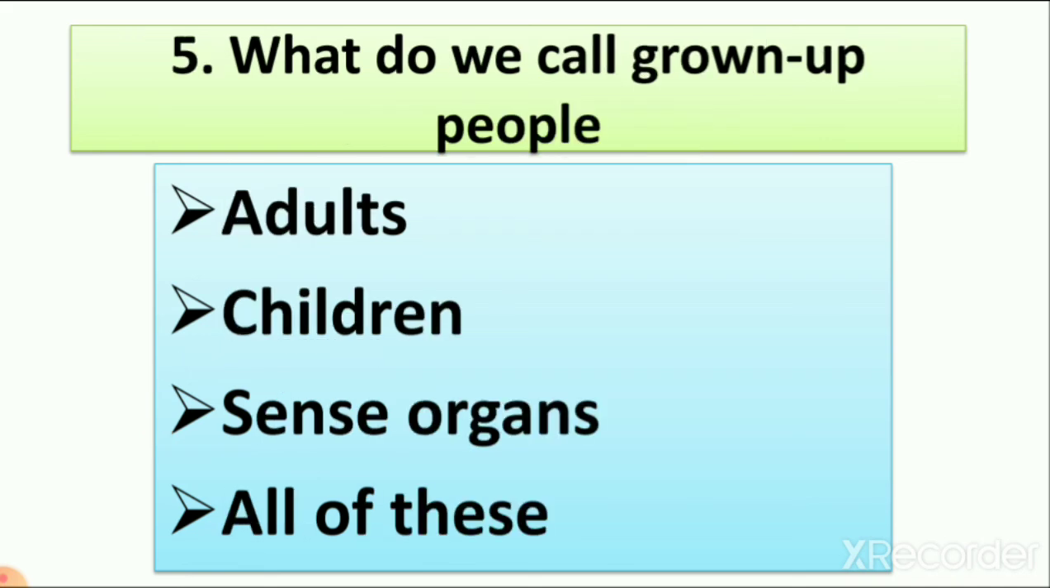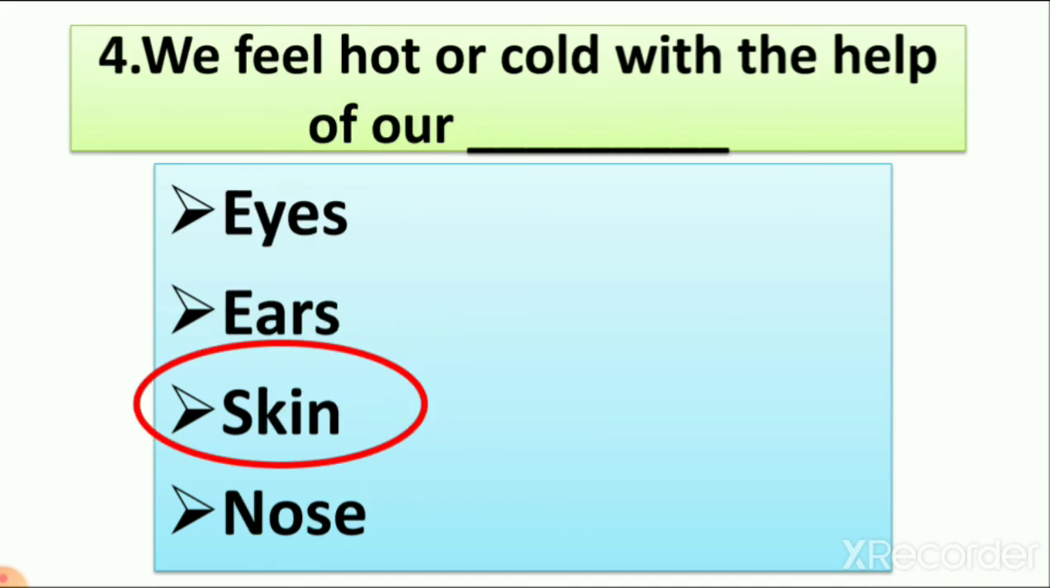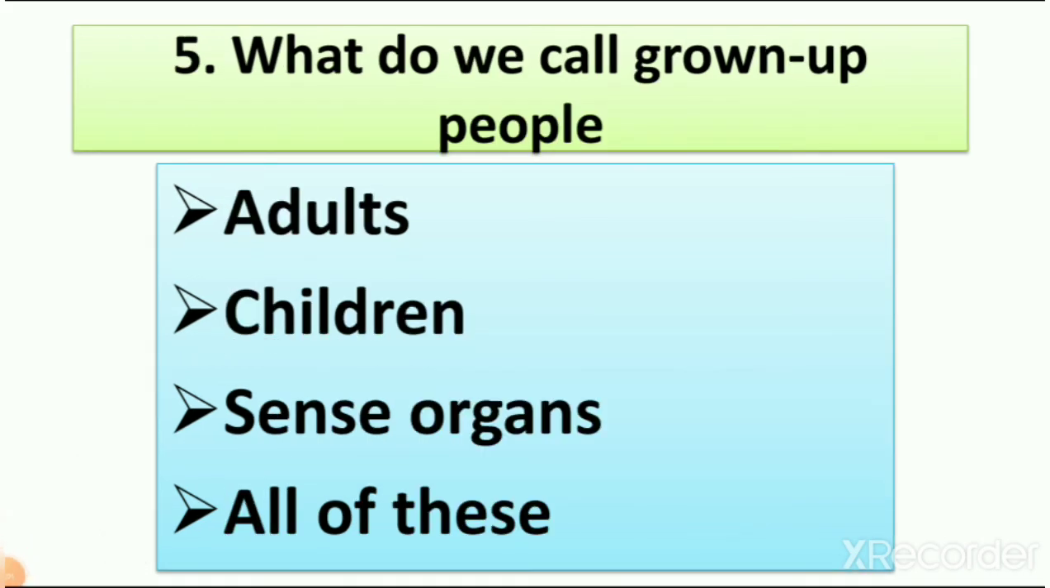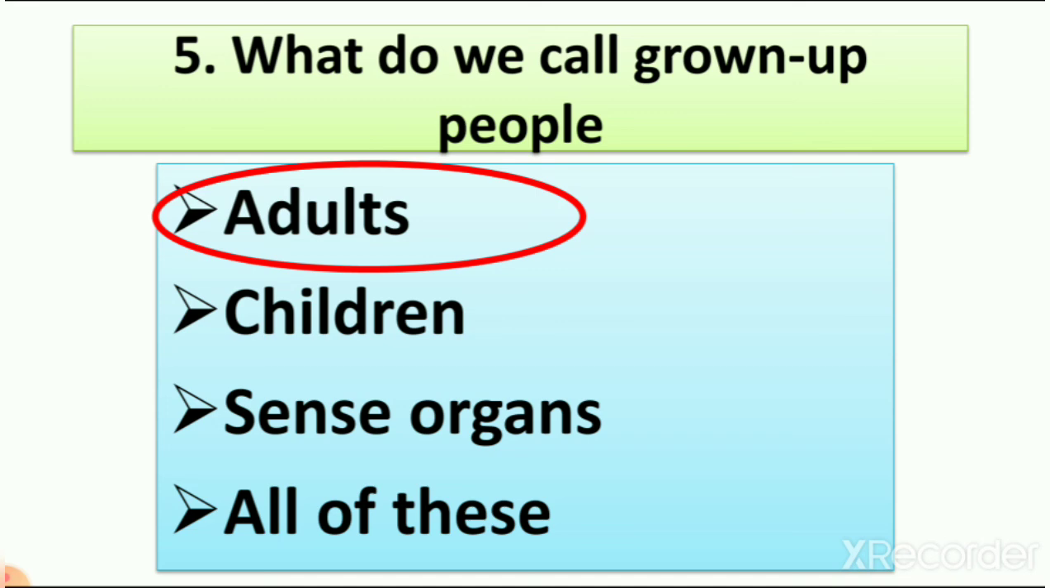Now let's see question number 5. What do we call grown up people? When we learn about adults, children and sense organs, we learn that sense organs are parts of the body which help us to feel the world around us. So we are not calling grown up people sense organs. Then when we learn about children, we learn that children are growing up people. It means they are growing. And when we learn about adults, we learn that adults are grown up people. They are already grown. Now they are not growing, right? So what is the answer? What do we call grown up people? Adults, right? So the answer is adults, right?